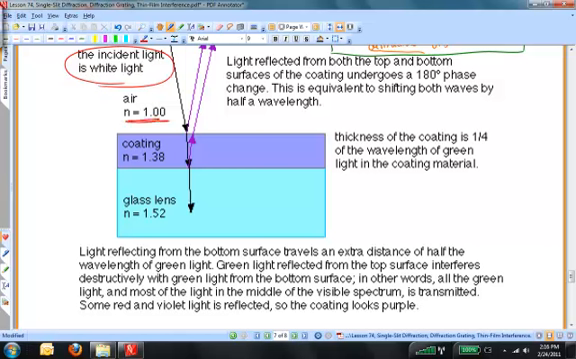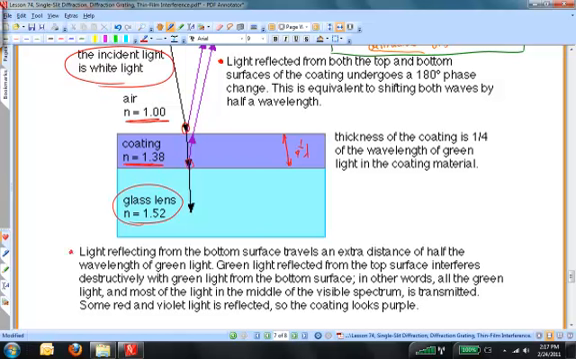I'm eventually going to send that light through a glass lens, and frequently the index of refraction of glass is around 1.5. I put some thin film on here, and the thin film is about 1/4 of a wavelength. And the index of refraction of film is somewhere in between the index of refraction of air and the index of refraction of glass, so that I'm going to get a phase shift on reflection here and a phase shift on reflection down there. So light reflecting from both the top and the bottom surfaces of the coating undergo a 180-degree phase change, equivalent to shifting both waves by half a wavelength.